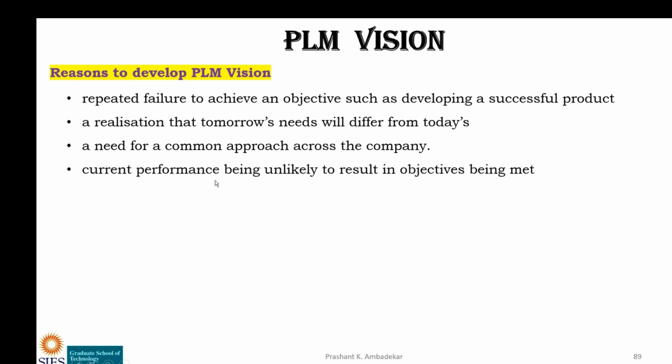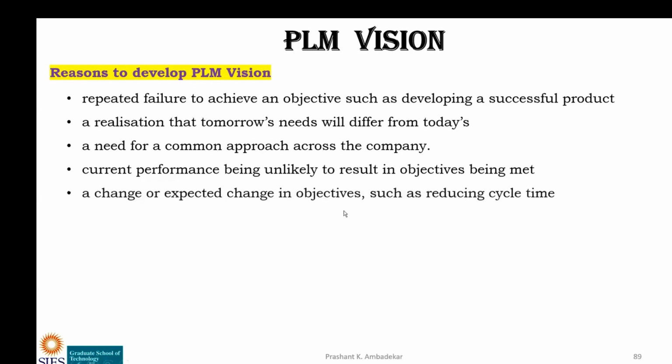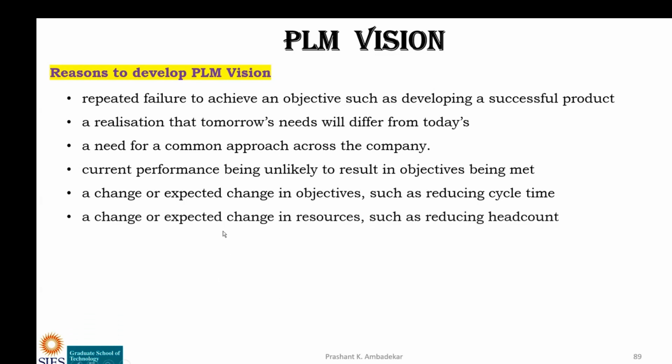Then, current performance being unlikely to result in objectives being met. The performance that the company is getting right now from the product and the people is not satisfactory and may not be satisfactory over a period of time. A change or expected change in objectives, such as reducing cycle time, then the company needs to change the objectives. They need to reduce sample cycle time, reduce the time required for manufacturing, reduce the time required for developing the product, and so on.